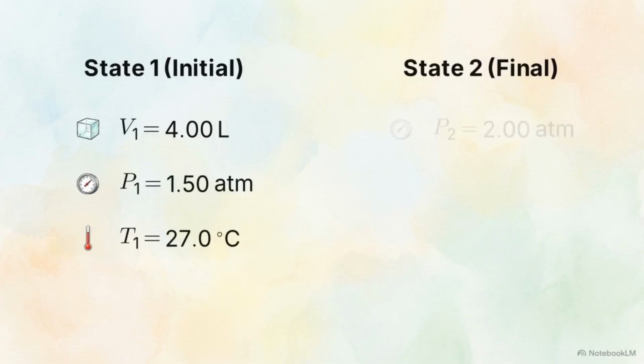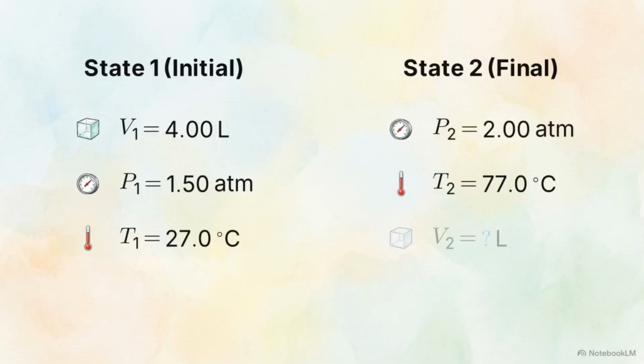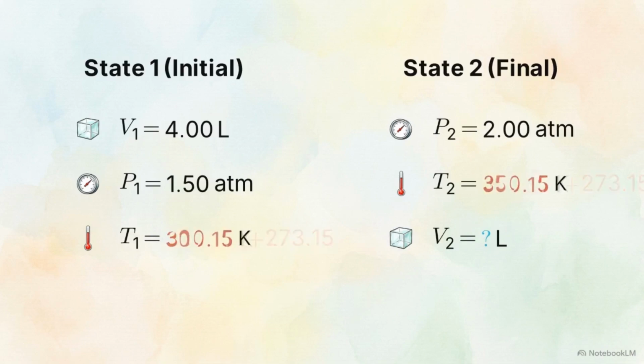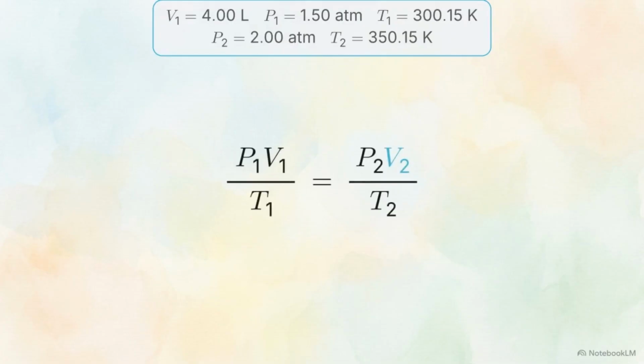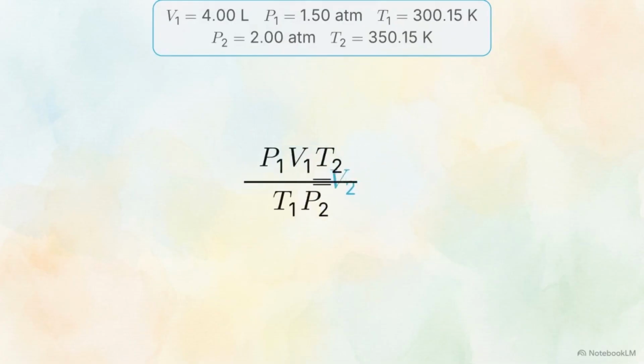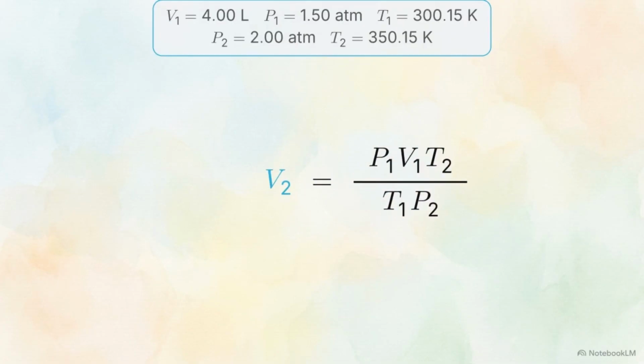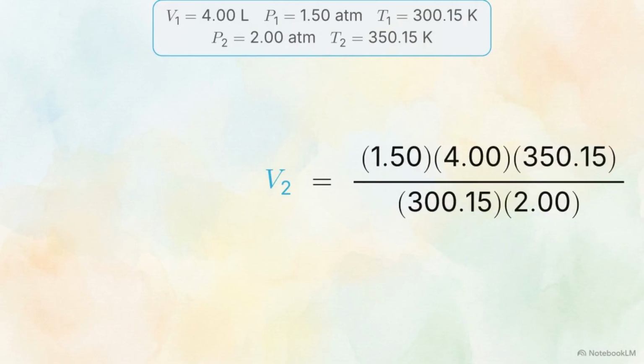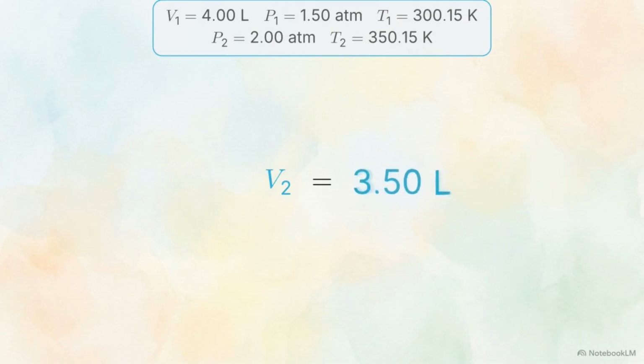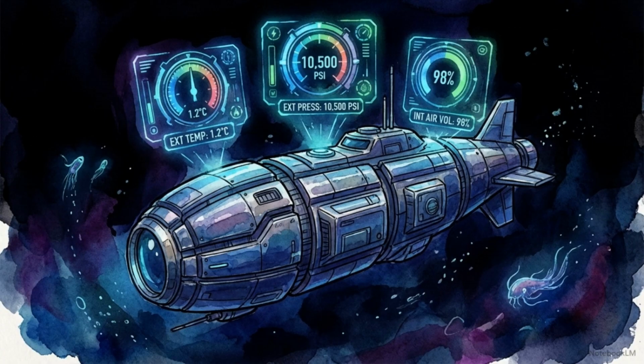A 4.00-liter container shifts from 1.50 atmospheres and 27.0 degrees Celsius to 2.00 atmospheres and 77.0 degrees. After converting temperatures to Kelvin, we rearrange the formula to isolate V2. Crunching the numbers reveals a new volume of 3.50 liters. This combined approach gives scientists a way to model complex environments where multiple physical conditions are shifting simultaneously.